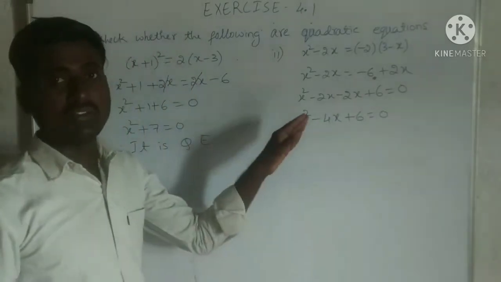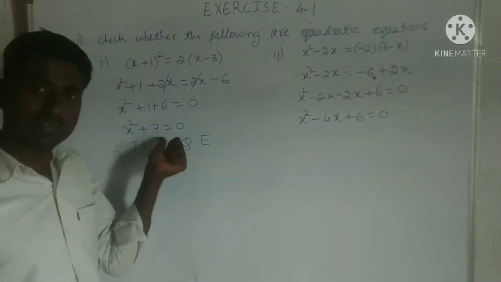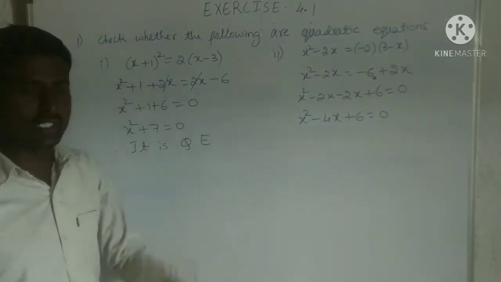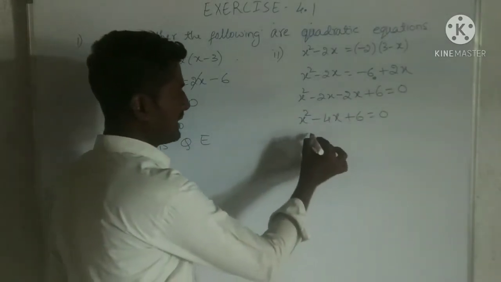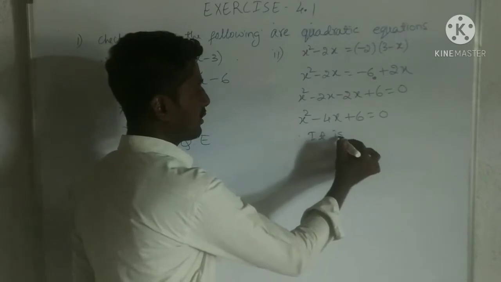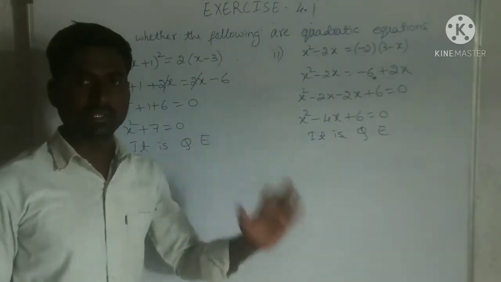It is also in the form of ax square plus bx plus c equal to 0. So the degree of this equation is 2, therefore it is a quadratic equation. Okay, it is also a quadratic equation.